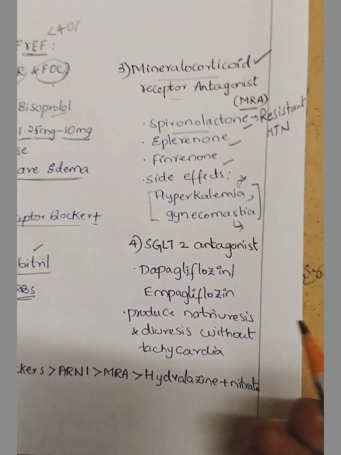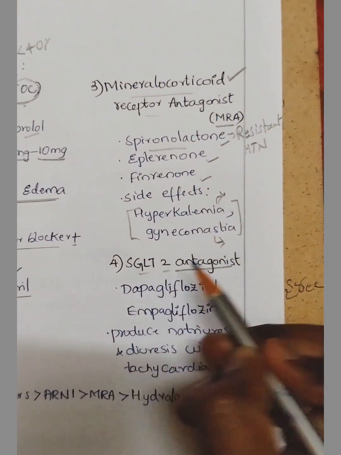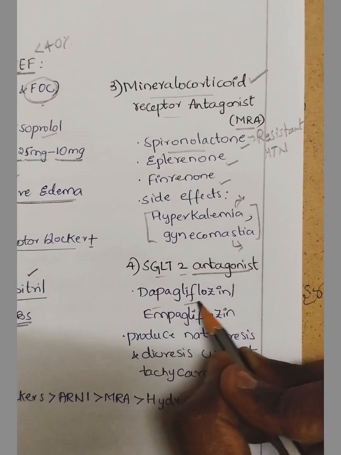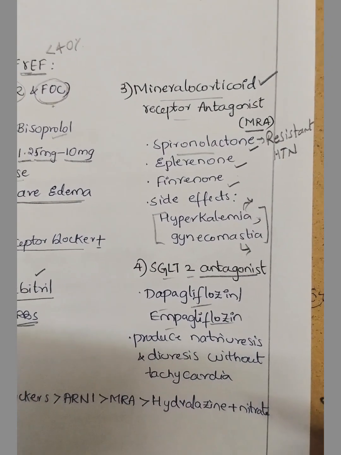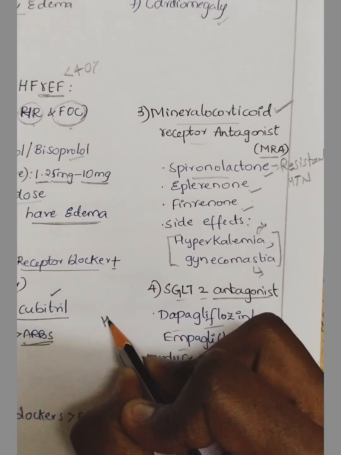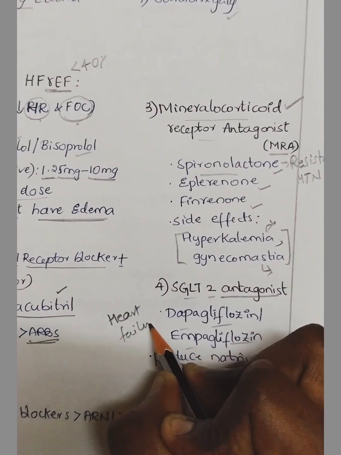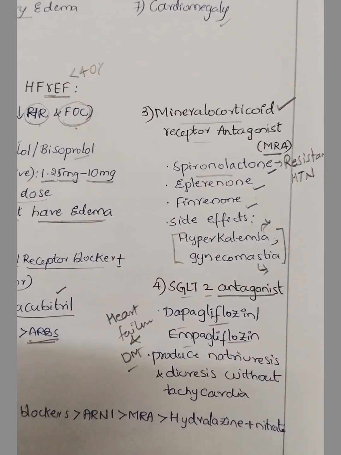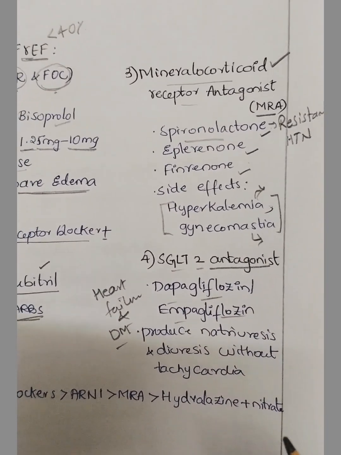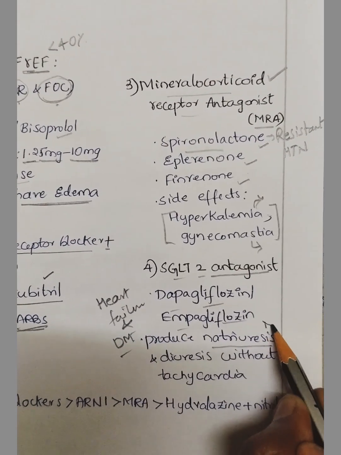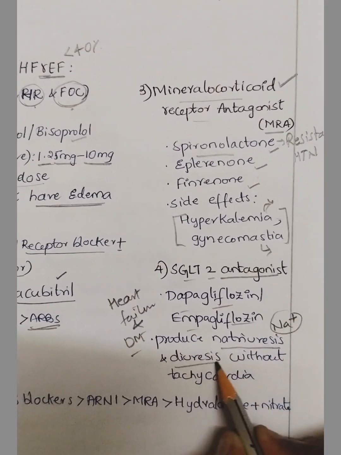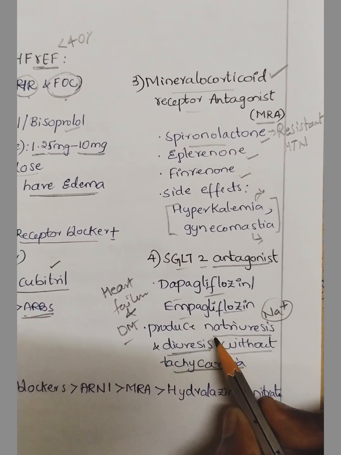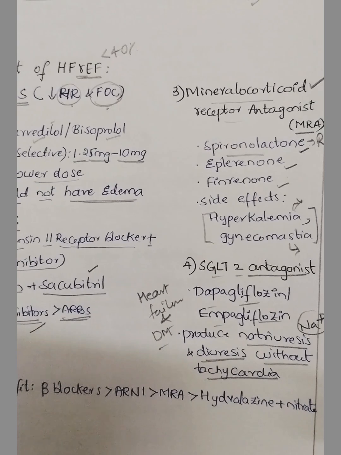And coming to the fourth class of drugs, these are SGLT2 inhibitors. What are SGLT2 inhibitors? These are dapagliflozin and empagliflozin. These two drugs are wonderful drugs mainly used in the treatment of heart failure, especially if the patient has heart failure and diabetes mellitus. For such patients, these drugs are excellent because they produce natriuresis, causing excretion of sodium, and they also cause excretion of water from the body, without causing tachycardia. So this is one of the main features seen with SGLT2 inhibitors.